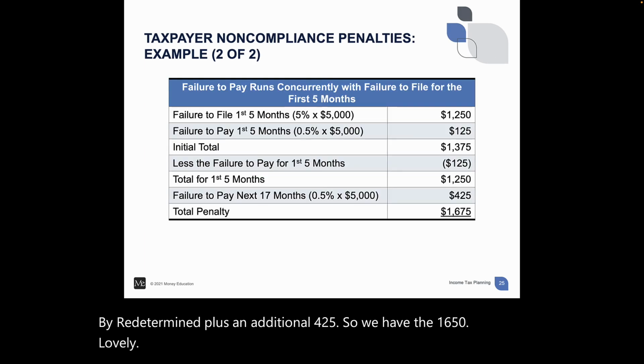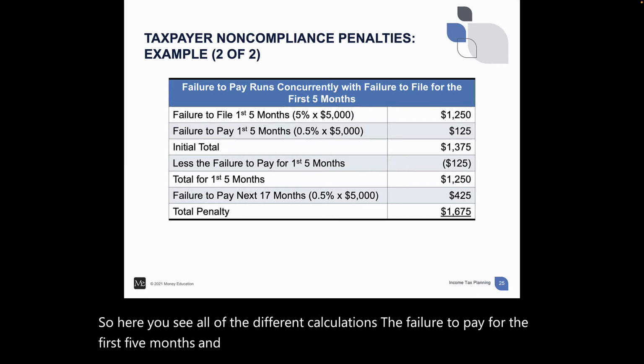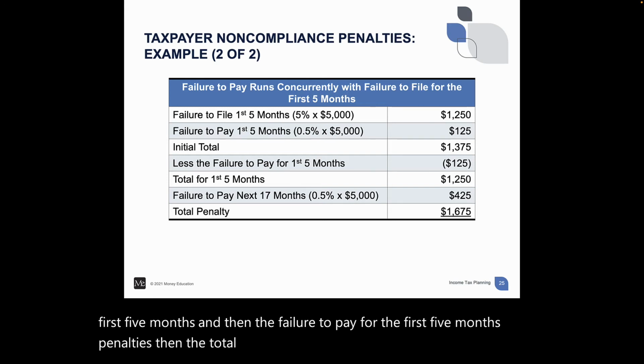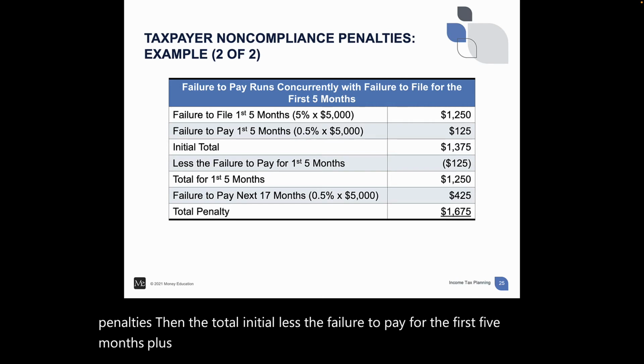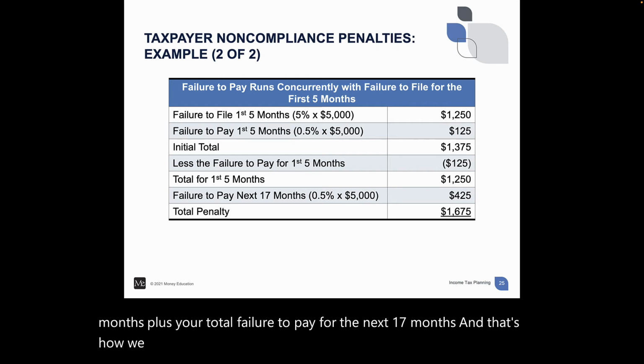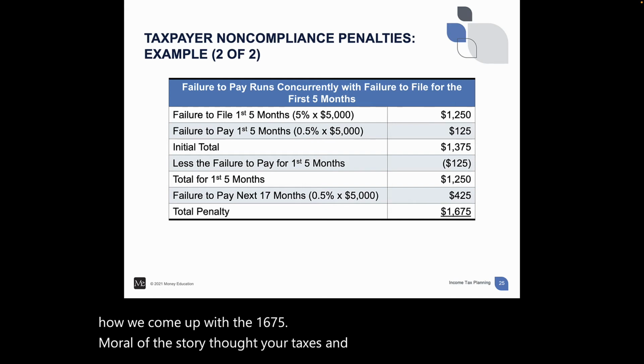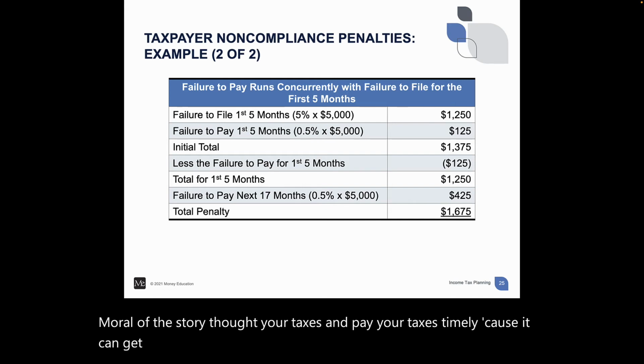And here you see all of the different calculations: the failure to file for the first 5 months penalties, then the total initial, less the failure to pay for the first 5 months, plus your total of failure to pay for the next 17 months. And that's how we come up with the $1,675. Moral of the story, file your taxes and pay your taxes timely, because it can get expensive otherwise.